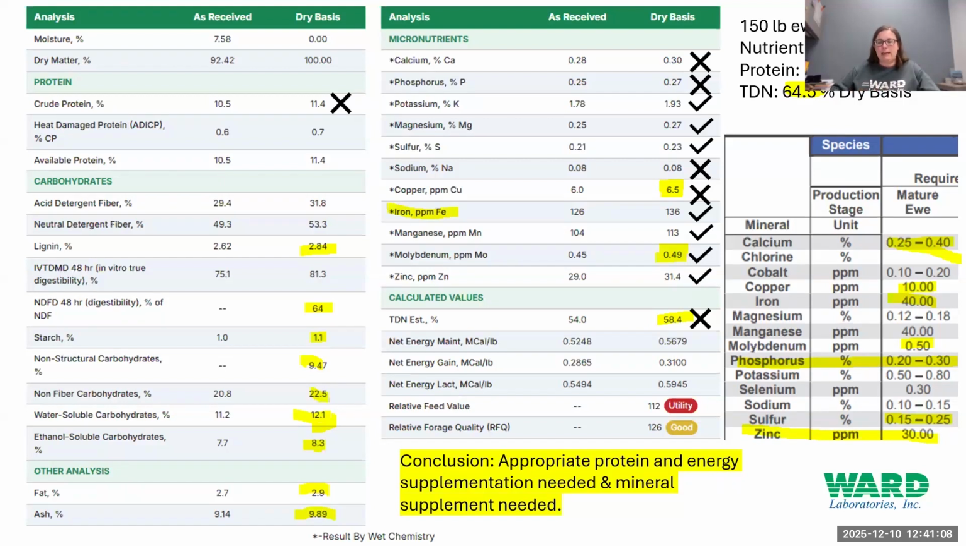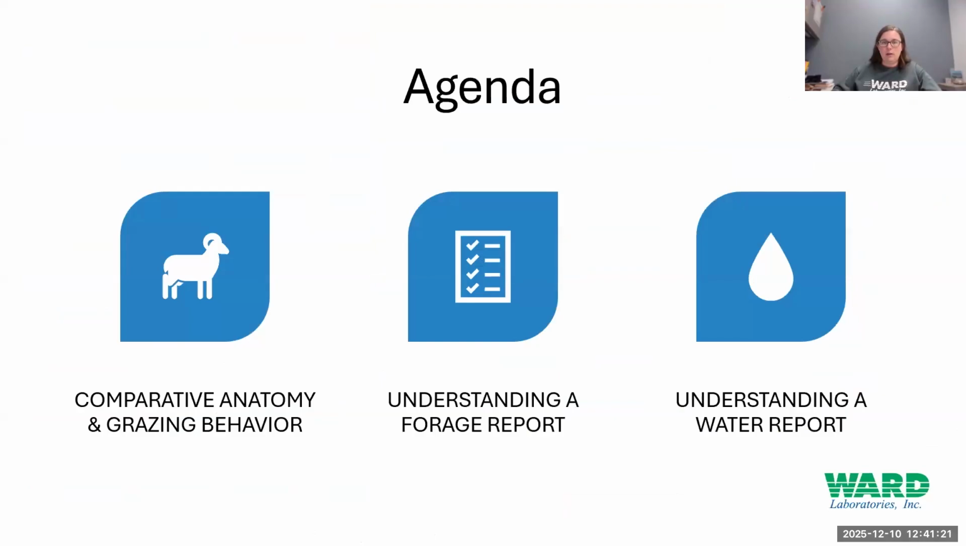And you're not going to be spending more than what you need to be spending. Make sure everything's balanced. And like we said earlier, going through the minerals, everything needs to be in a good balance because there's so many different interactions that can happen. Okay, so that was understanding the forage report.